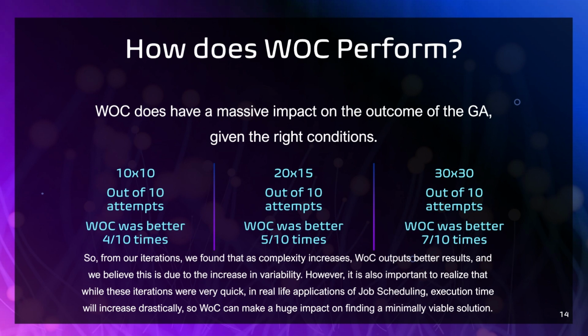So we can see here for the 10 by 10, the WOC was better 4 out of 10 times. For the 20 by 15, the WOC was better 5 out of 10 times. And then for the 30 by 30, the WOC was better 7 out of 10 times. So from our iterations, we found that as complexity increases, WOC outputs better results. And we believe that this is due to the increase in variability.